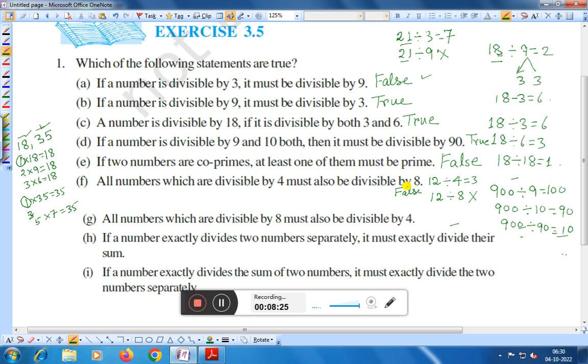All numbers which are divisible by 8 must also be divisible by 4. This is correct because 4 is a factor of 8. Therefore, all the numbers which are divisible by 8 must also be divisible by 4. Suppose we have taken one number, that is 32.